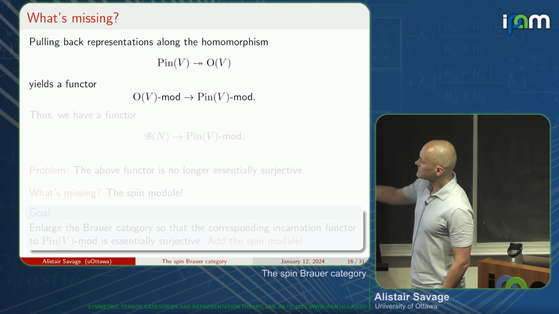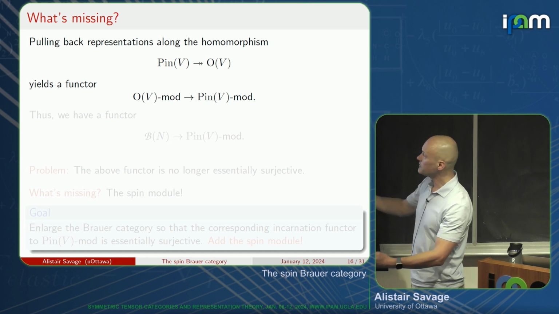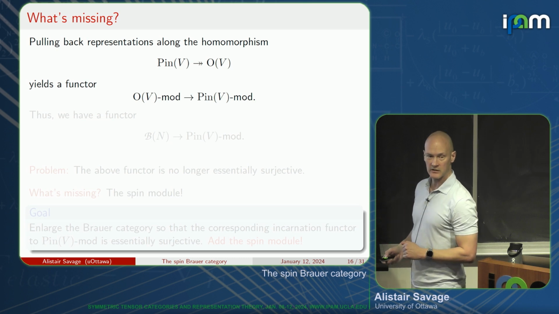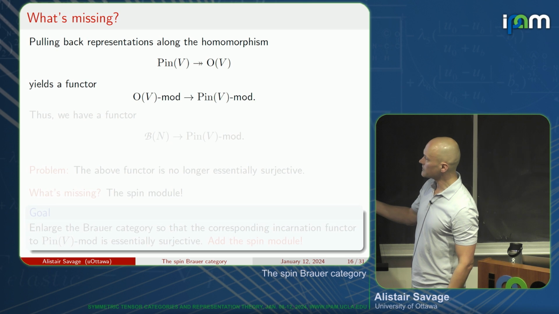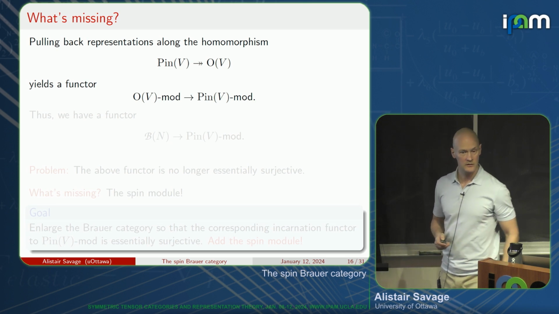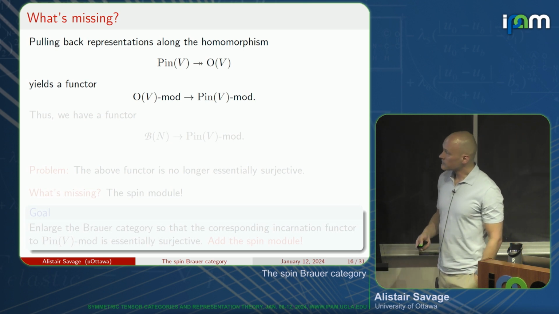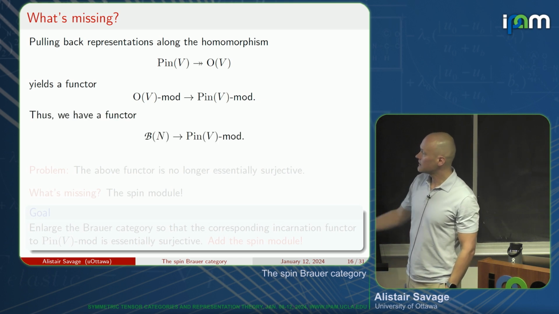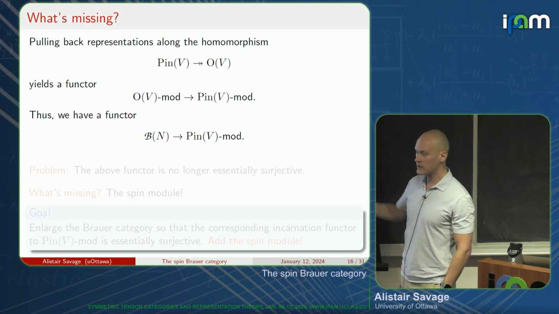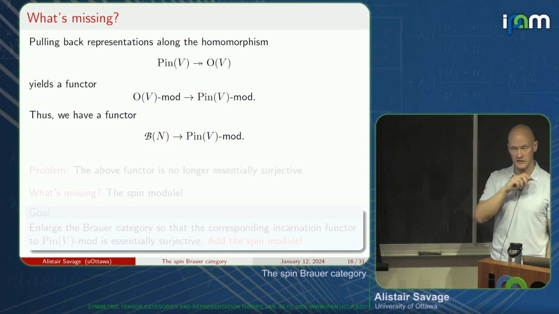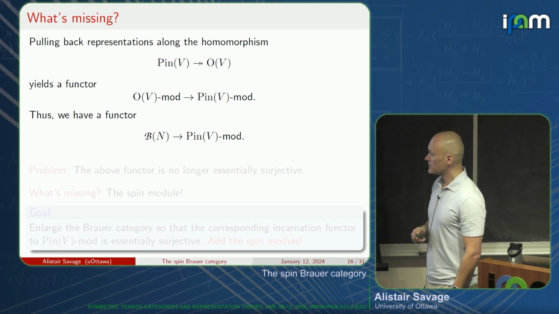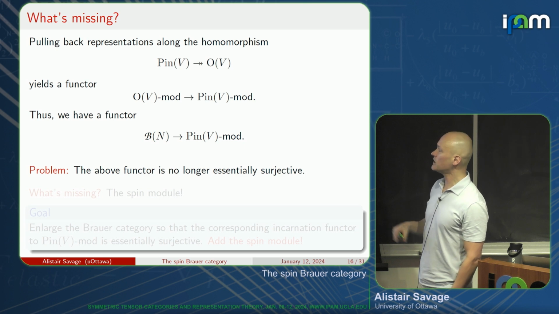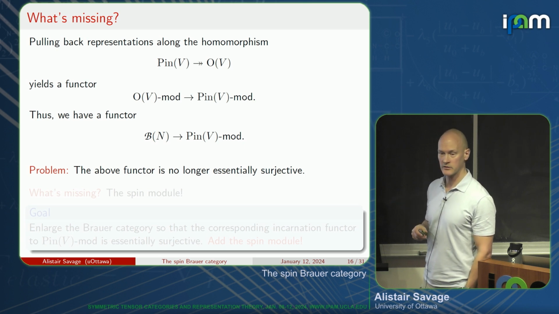So remember, we have this surjective map, this double cover map from Pin to the orthogonal group. So you can pull back representations along this map, and you get a functor from O(V)-mod to Pin(V)-mod. And we have this functor from the Brauer category to O(V)-mod. So we can compose, and we get a functor from the Brauer category to Pin(V)-mod. Right? So everything's fine. We have this functor. But the problem is it's no longer essentially surjective, right? Because we only have modules that factor through the orthogonal group.